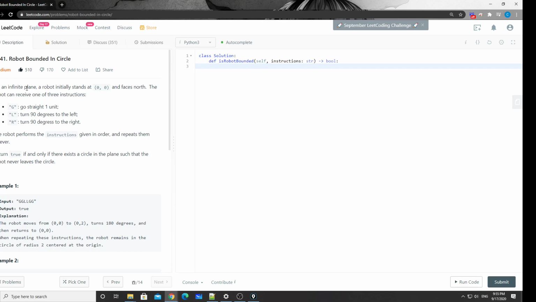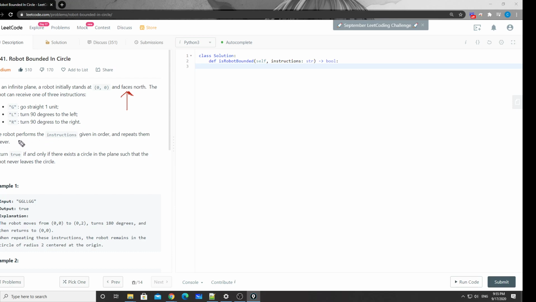On an infinite plane, a robot initially stands at position (0, 0) and faces north. North means up. The robot can receive one of three instructions at each step. G means go straight, following the current direction, by 1 unit. L means turn left by 90 degrees. R means turn right by 90 degrees.